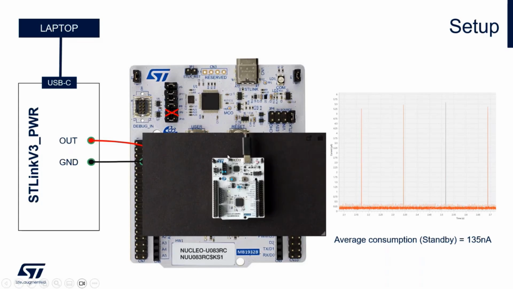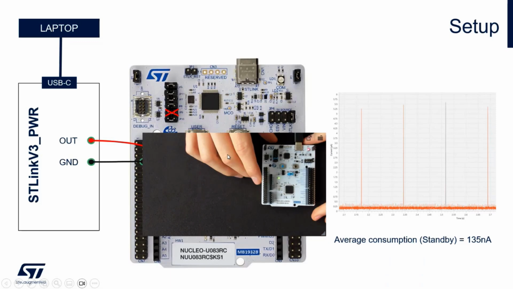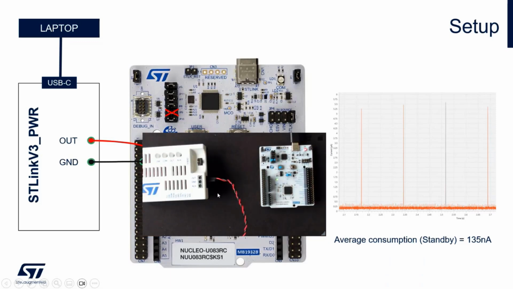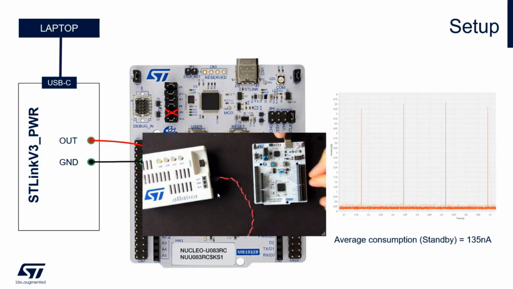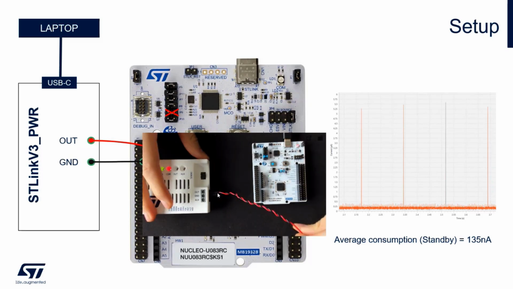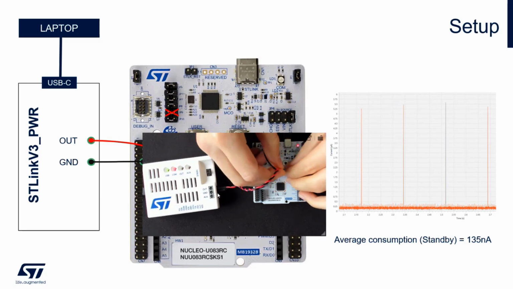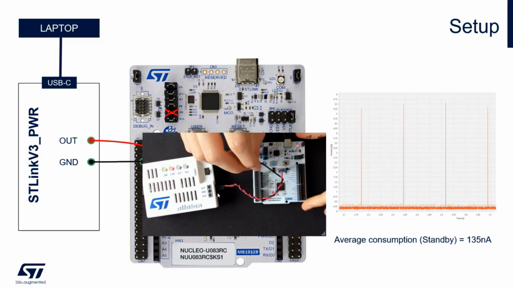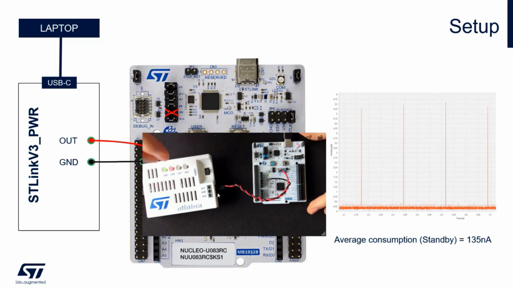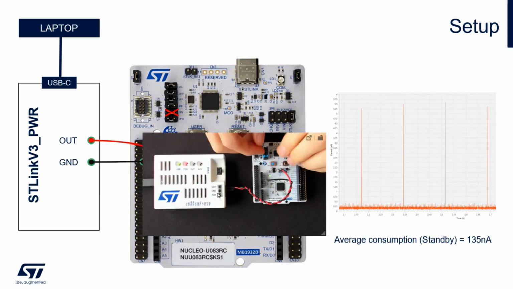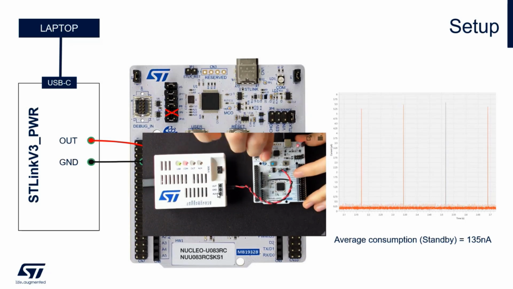So let me do this in real time. I unplug jumper 5. Then I plug the out of the STLink into the VDD and the ground to the ground, and don't forget to unplug jumper 9 here. Okay, so now I'm ready to run the application and to measure some consumption.